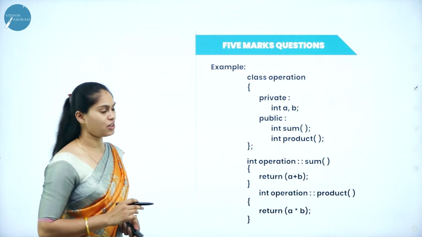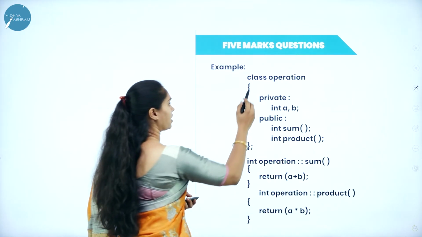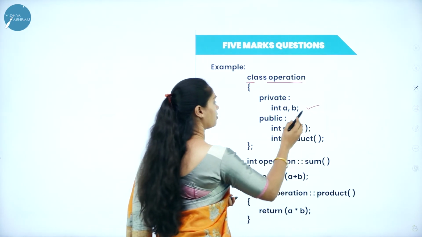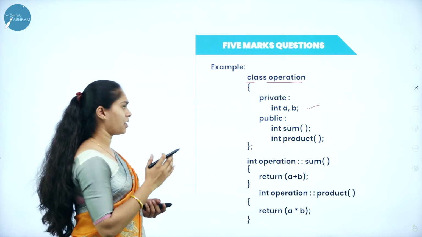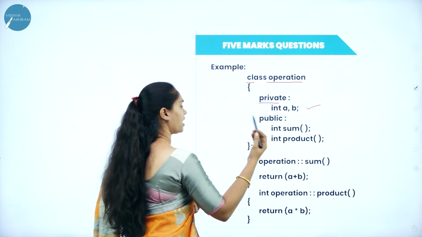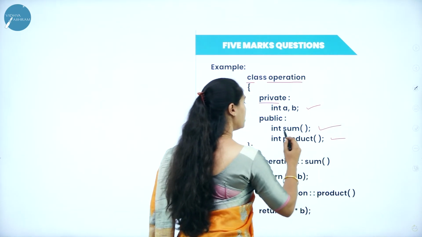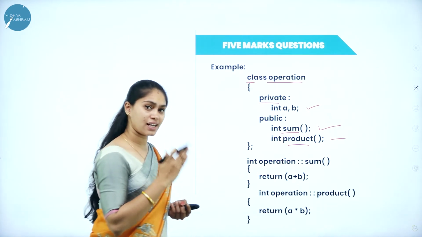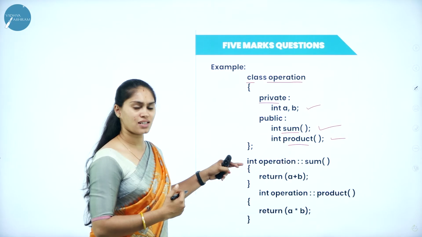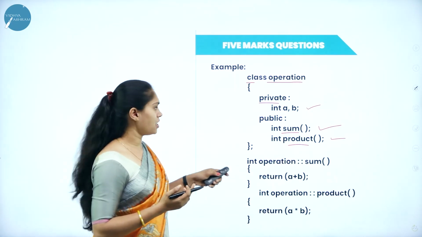Here you can see one of the examples. We have a class called operation, and it has 2 data members, int a, b. Int is a data type, and a and b are the 2 data members under the private scope. We have 2 member functions, sum and product, which we declare inside the class definition. If I want to define them outside the class definition, I have to use this syntax.